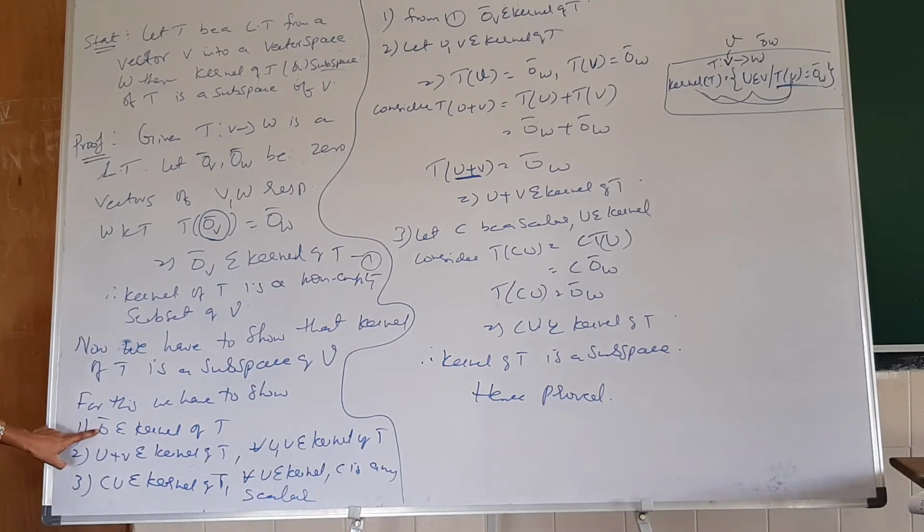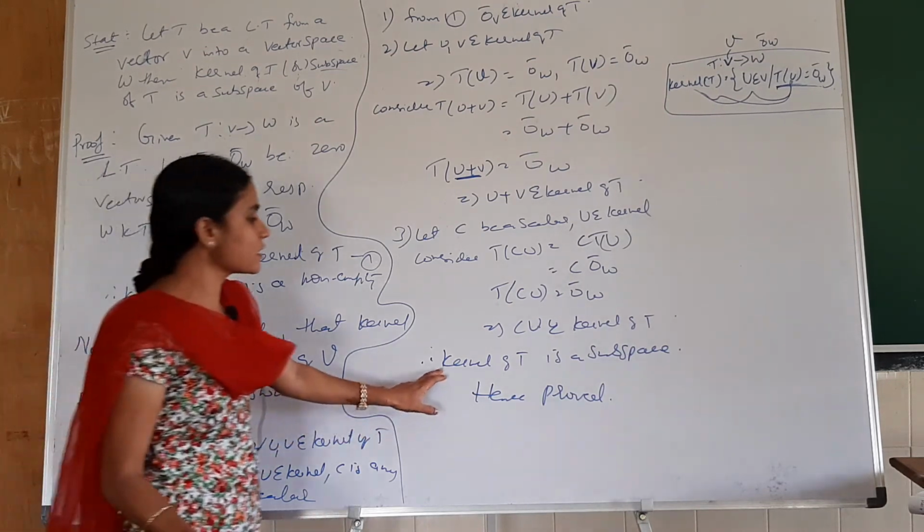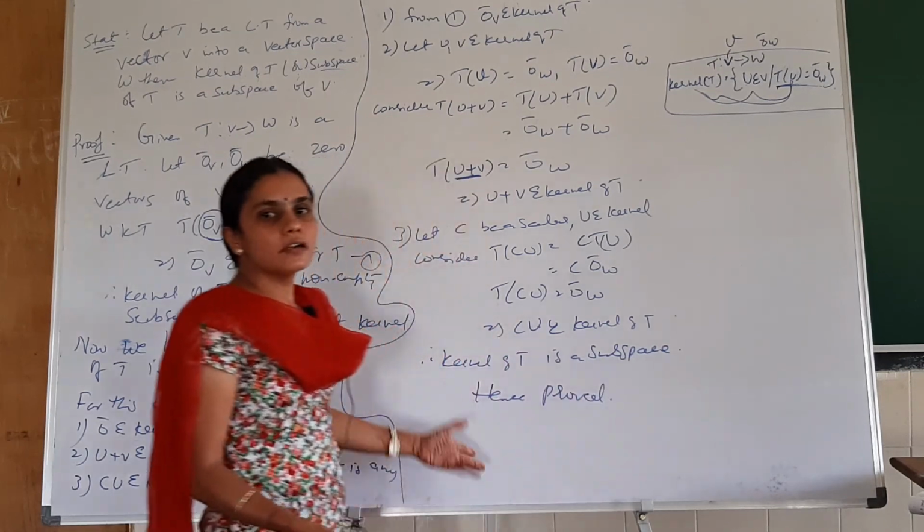So we have shown 0 vector belongs to kernel T, u plus v belongs to kernel T, cu belongs to kernel T. So all the 3 conditions of the subspace have been satisfied. Therefore I can say that kernel of T is a subspace. Finish.